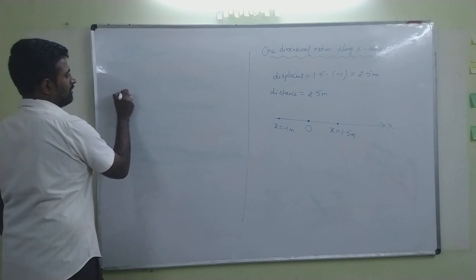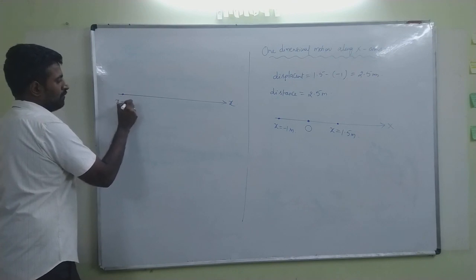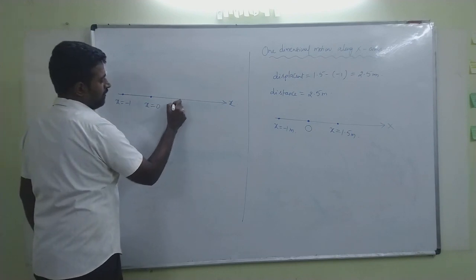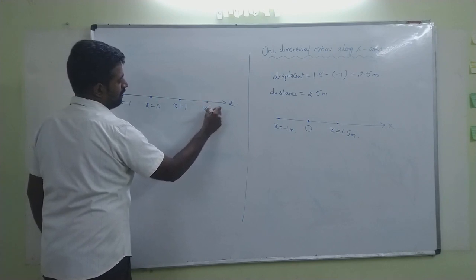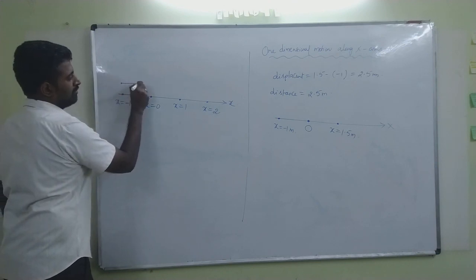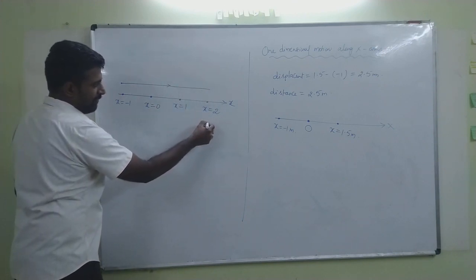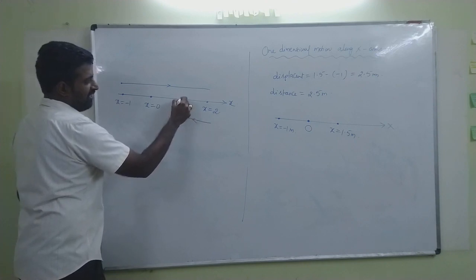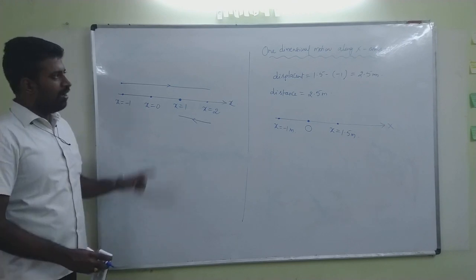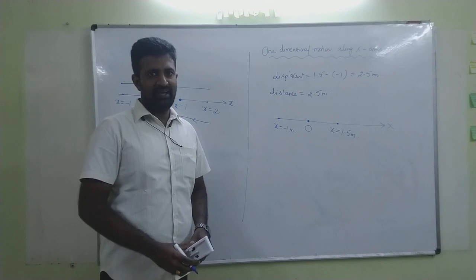Let us suppose the same body which is traveling along x axis, this is x equal to minus 1 meter position, this is x equal to 0, that is x equal to 1, x equal to 2. Let us suppose the body is initially here, it has gone forward till x equal to 2 and again started coming back and it has stopped its journey at x equal to 1. Now the question is to find out displacement and distance. All these things I am discussing under the title of one dimensional motion, means the body is moving only along x axis. Is it okay?